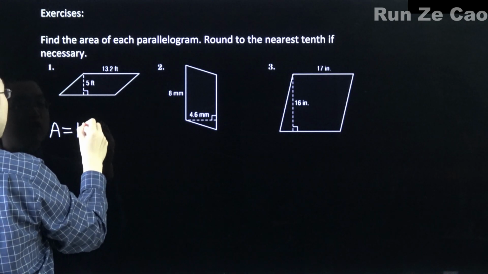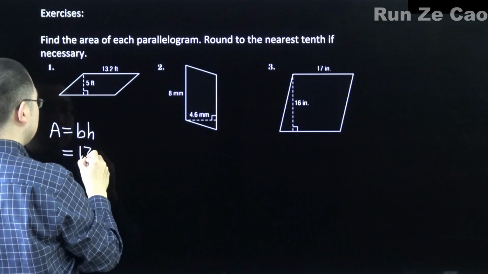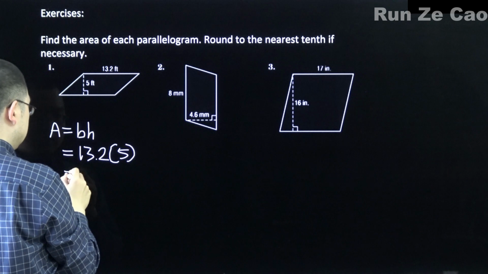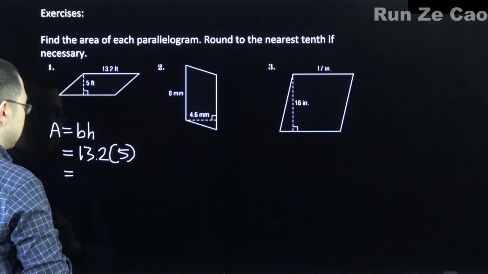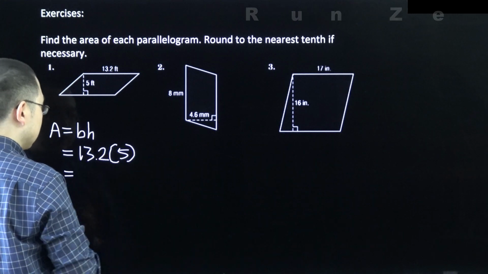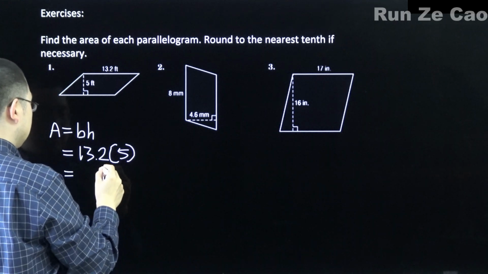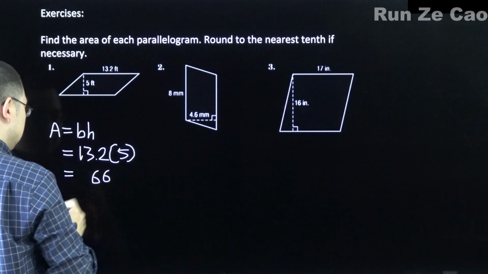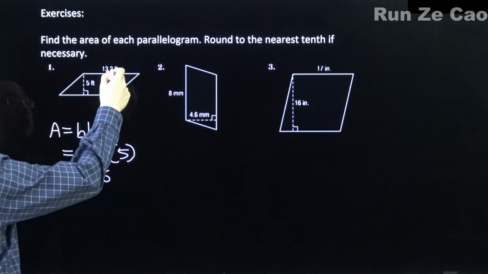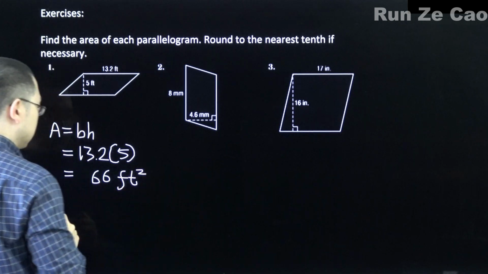Okay then. So, we should state the formula first. Area equals base times height. 13.2 times 5, which is equal to, well, 2 times 5 is 10, we carry over the 1. 3 times 5 is 15. So added to the carried one, that's a 6. So it's 66. What are the units? Well, these were in feet, so it's feet squared, or square feet.